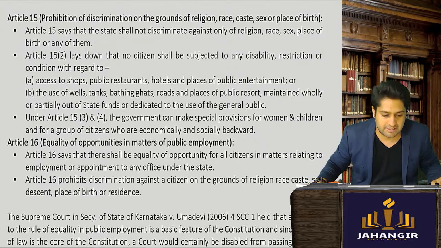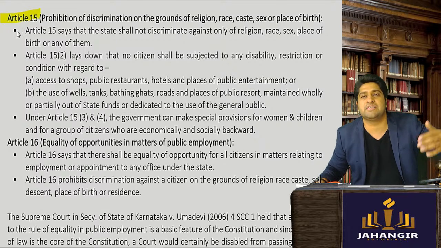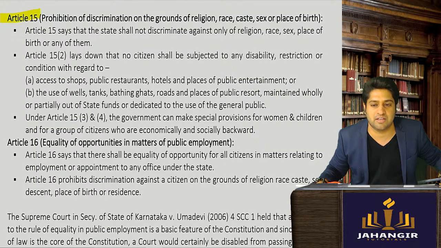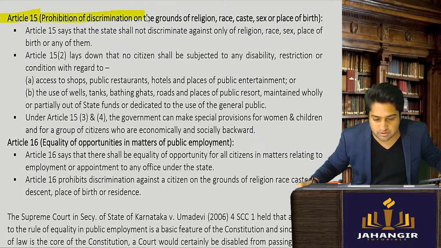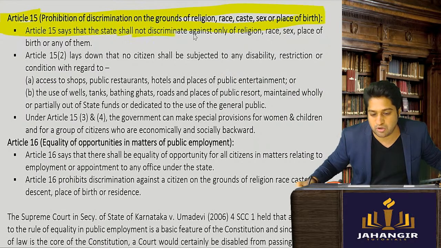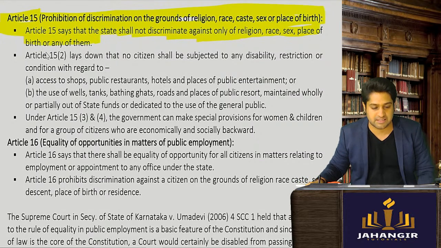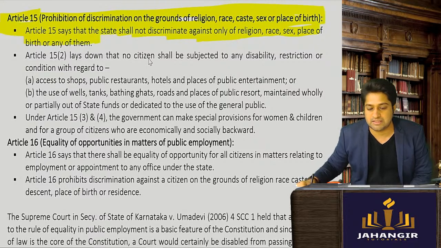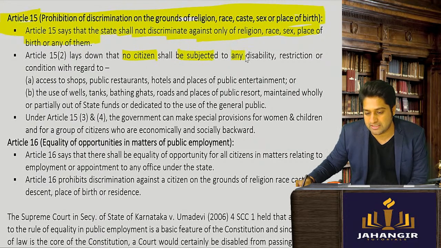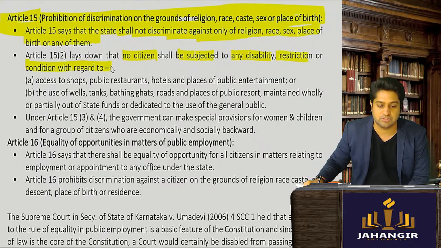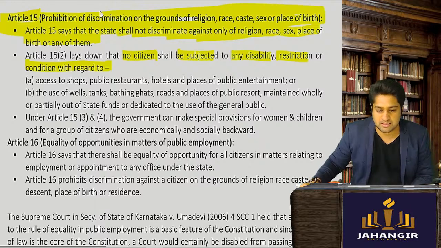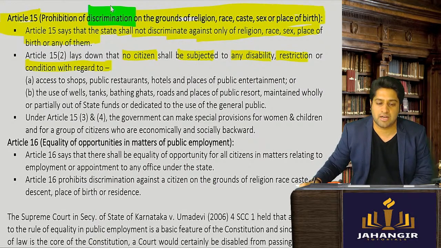Article number 15, and I don't know whether you've seen, there was a movie that was made, Article 15, which was about discrimination on the basis of religion, caste, etc. So the state shall not discriminate on the basis of religion, gender, place of birth, etc. Article 15 lays out that no citizen shall be subjected to any disability, restriction or condition with regard to this. So this talks about no discrimination against the people.